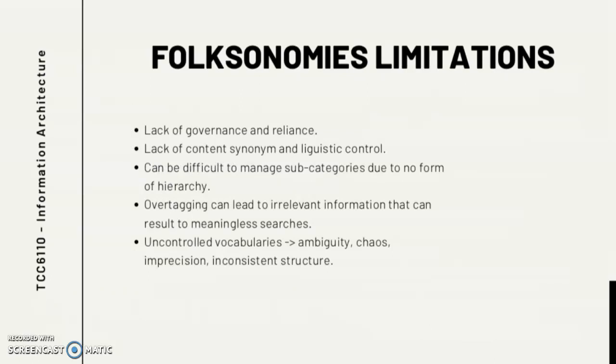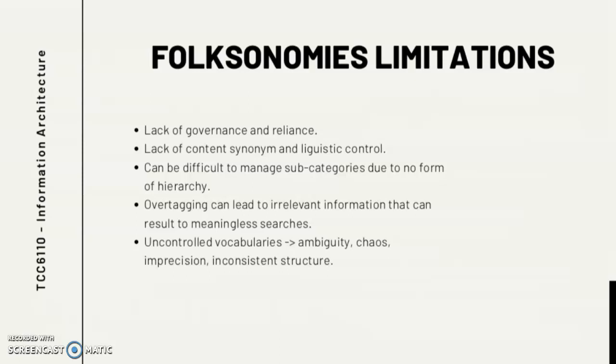However, folksonomy still has a few limitations because it gives users too much freedom to be in total control of generating and sharing information. There is a lack of governance and reliance. There's also a lack of content synonym and linguistic control where tags will be overused. This method can be difficult to manage subcategories due to no formal hierarchy. As mentioned, overtagging could be an issue that leads to irrelevant information and results in meaningless searches.